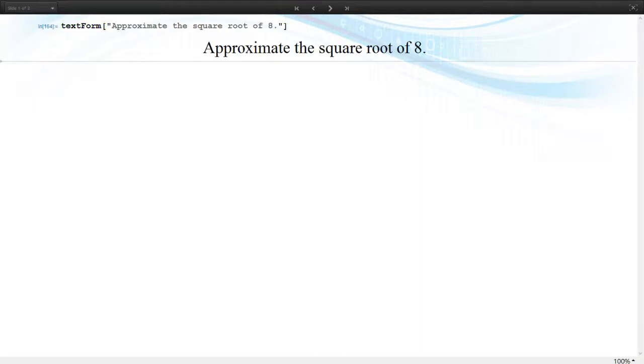So instead of approximating the square root of 17, let's approximate the square root of 8. And we're going to do this using both Newton's method and linearization.